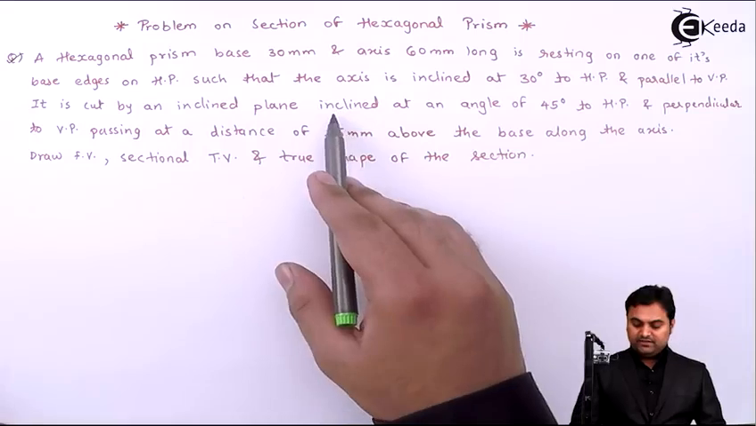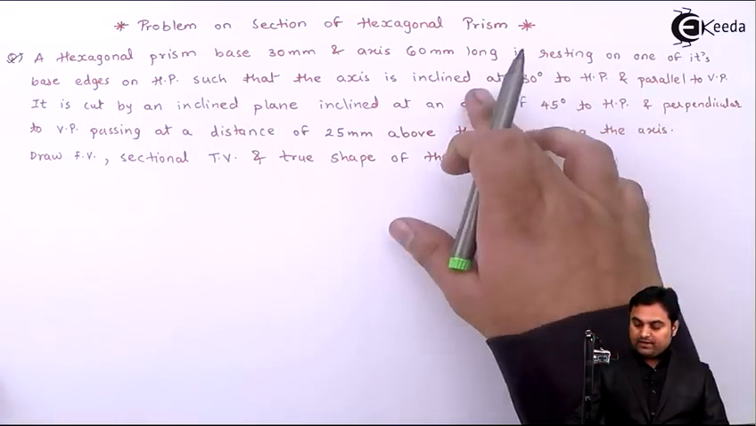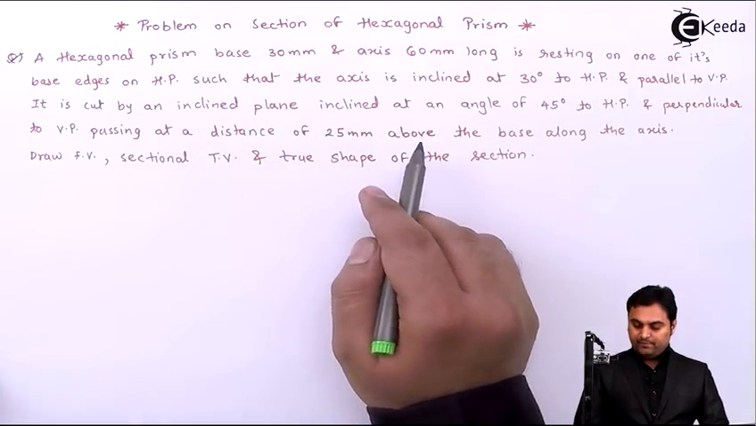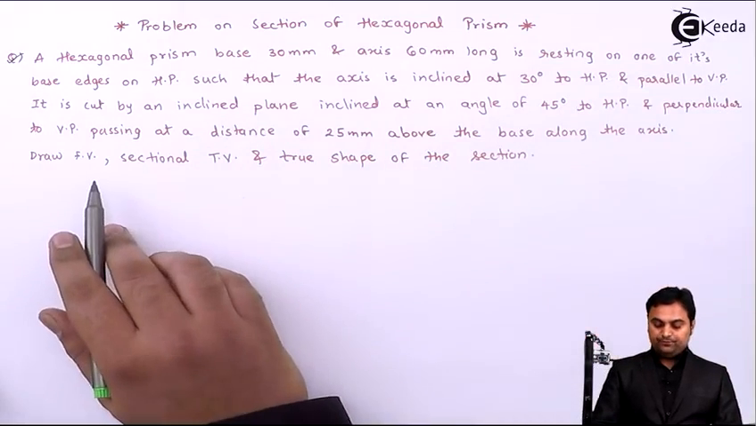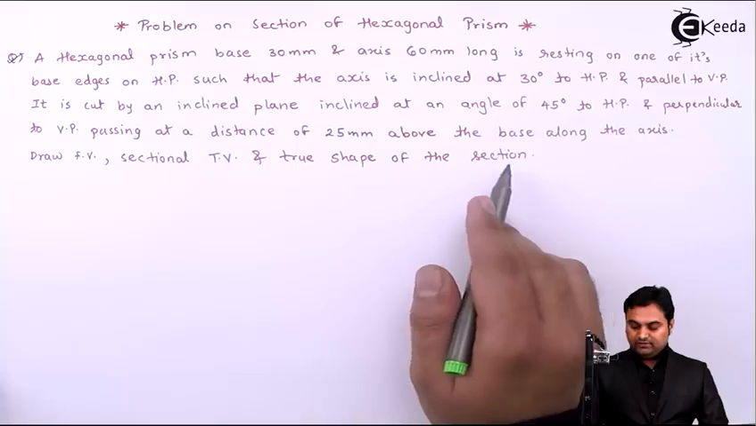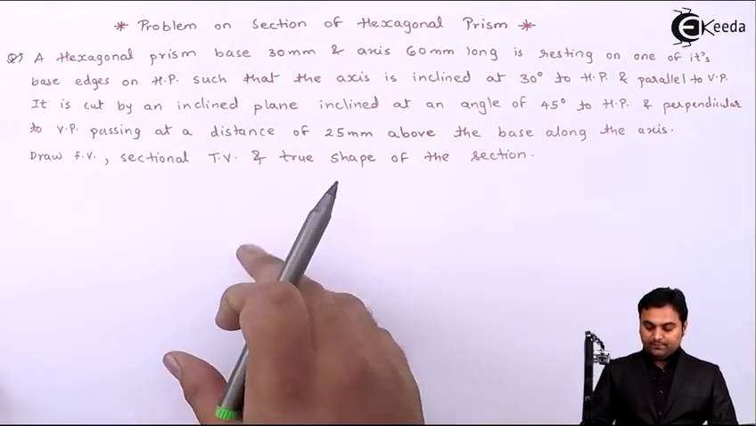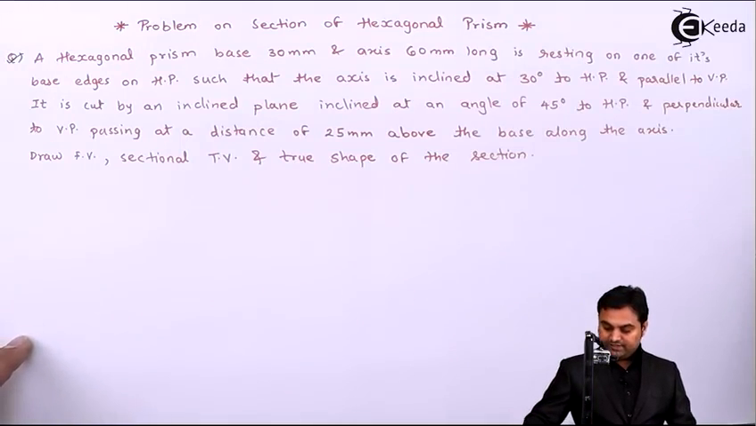It is cut by an inclined plane inclined at an angle of 45 degree to HP and perpendicular to VP, passing at a distance of 25 mm above the base along the axis. Draw front view, sectional top view and true shape of the section. So this is the question in front of us. By reading it we understood that the type of solid is a hexagonal prism. I'll draw the diagram for that.